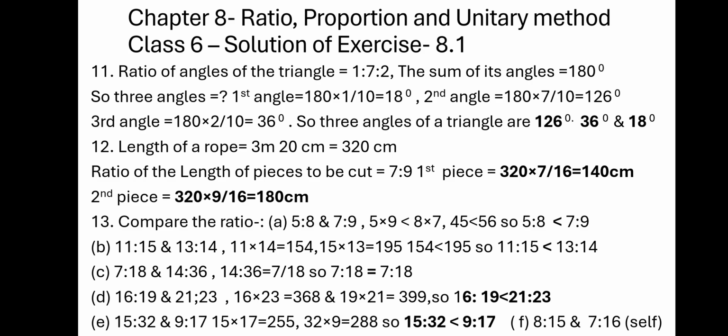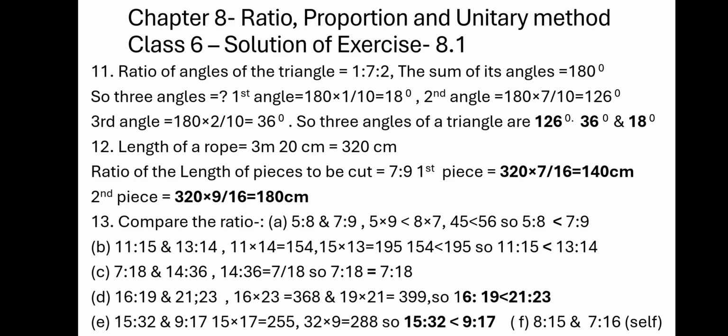B question. 11 is to 15 and 13 is to 14. Now 11 into 14 is 154 and 15 into 13 is 195. So 154 is less than 195. So 11 is to 15 is less than 13 is to 14.